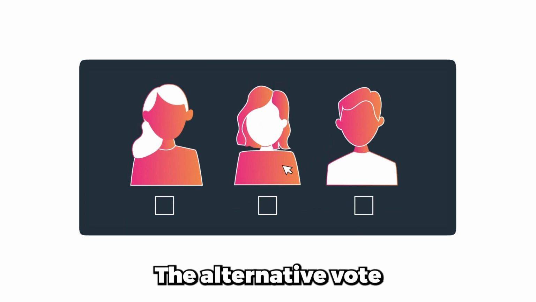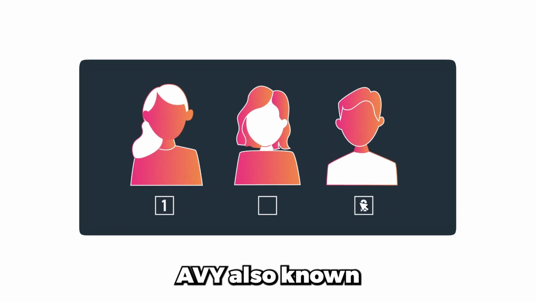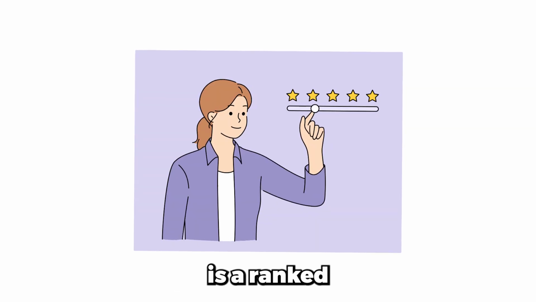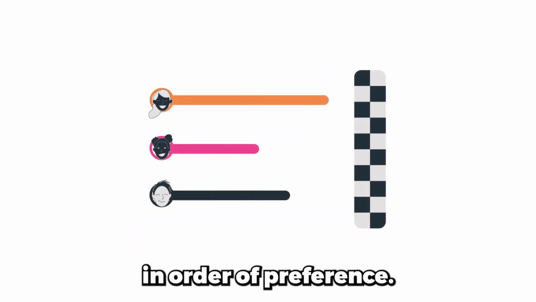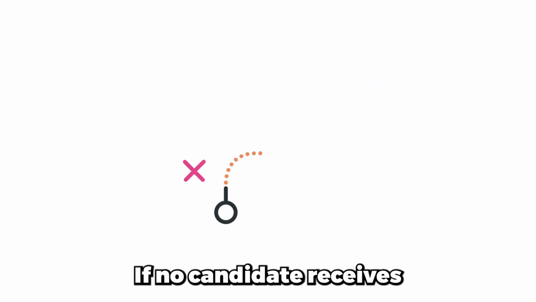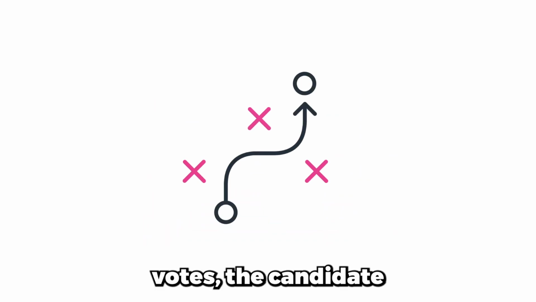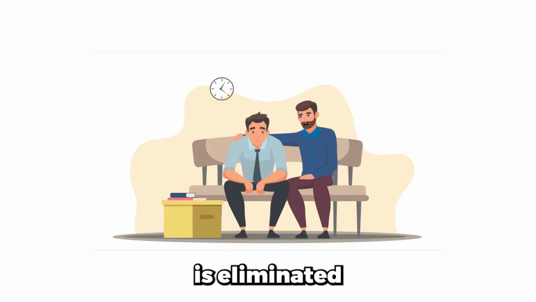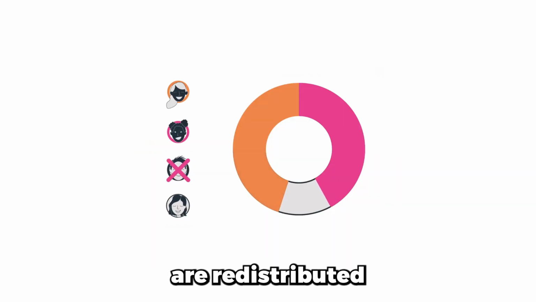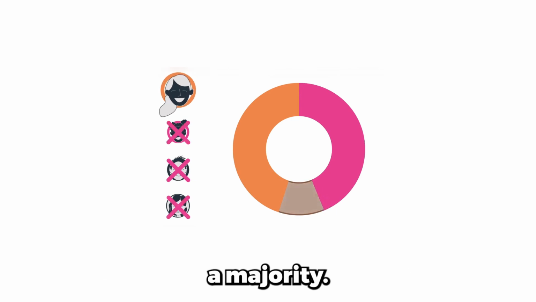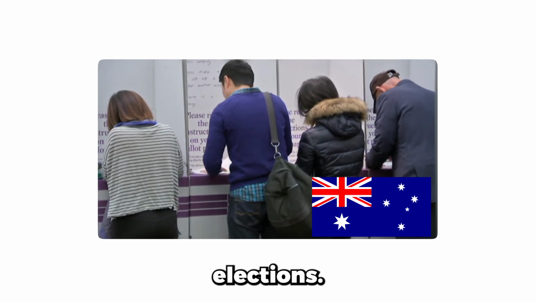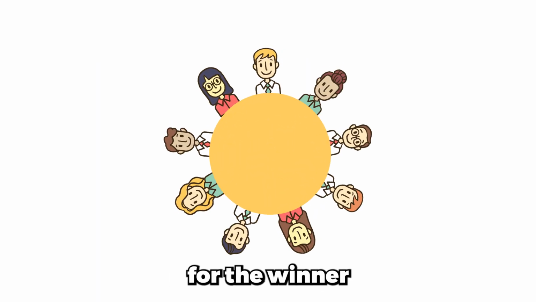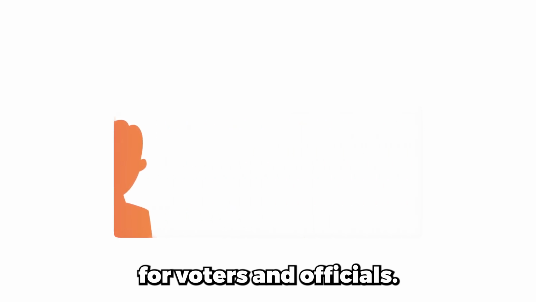Alternative vote. The alternative vote, AV, also known as preferential voting, is a ranked voting system used in single-member districts. Voters rank candidates in order of preference. If no candidate receives a majority of first preference votes, the candidate with the fewest votes is eliminated, and their votes are redistributed until one candidate achieves a majority. AV is used in Australia for House of Representatives elections. It ensures majority support for the winner and reduces negative campaigning, though it is more complex for voters and officials.